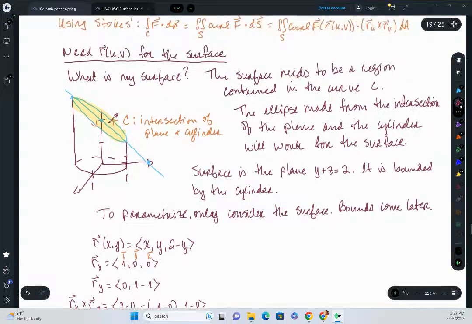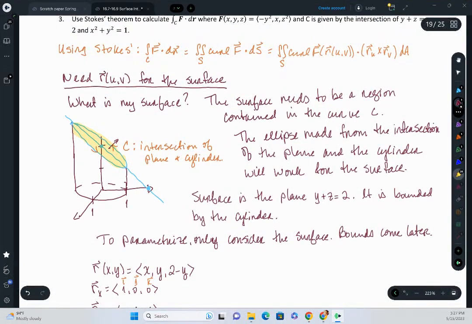Okay, so let's go back up to our integral. So far, I've got my cross product. It looks like I still need the curl of my vector field, and then I need to take my vector field and plug in the parametric functions into my curl. So let's go ahead and find that curl of f.